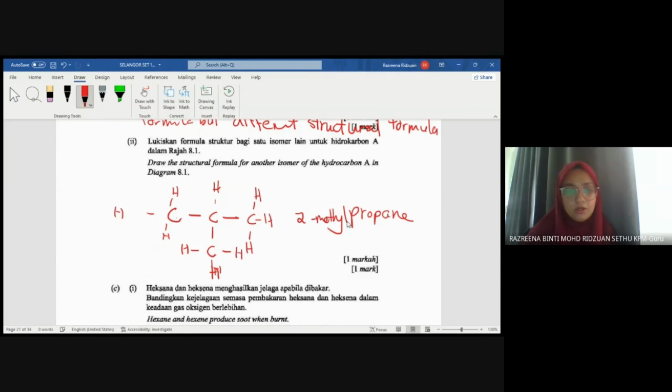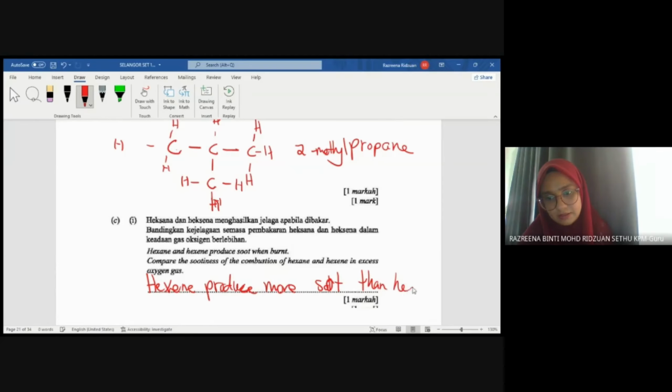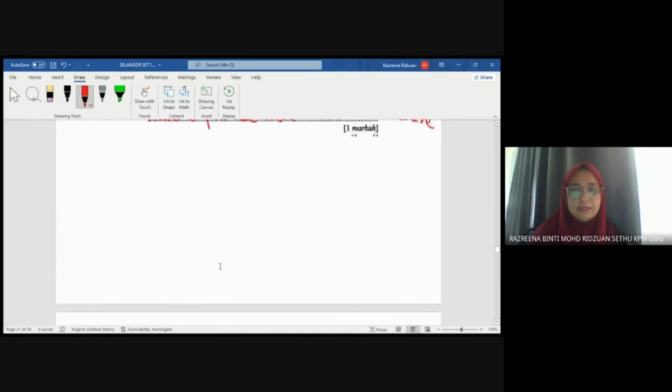All right. C1. Hexane and hexene produce soot when burned. Compare the sootiness of the combustion of hexane and hexene. You can say hexene produces more soot than hexane. You can see this when doing the experiment to check the sootiness of hexane and hexene.